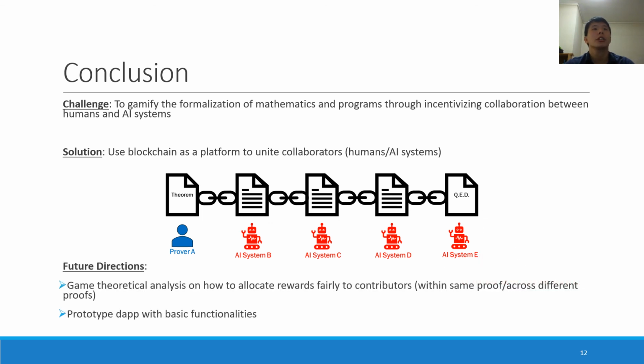There are two future directions we are working on. One is the game theoretical analysis on how we can allocate rewards fairly to contributors, not only within the same proof, but across different proofs, as mentioned in our example previously. The other is a prototype with some basic functionalities.